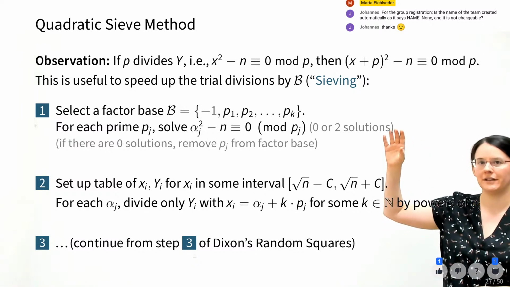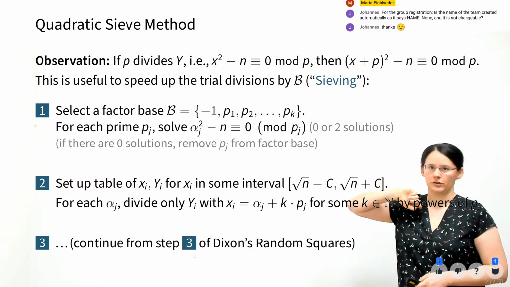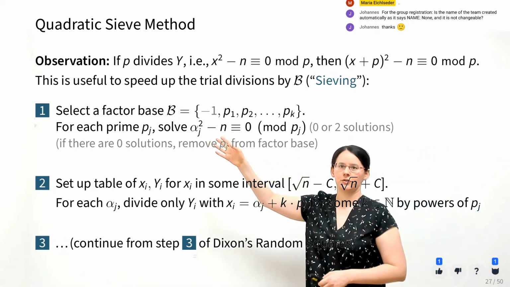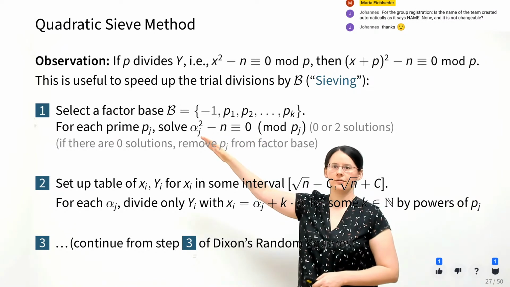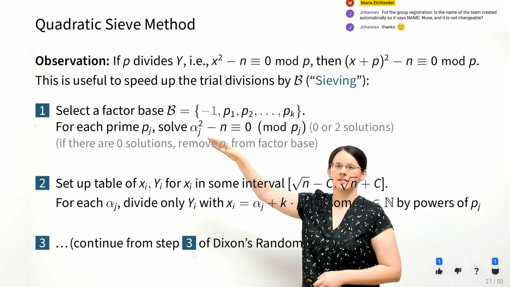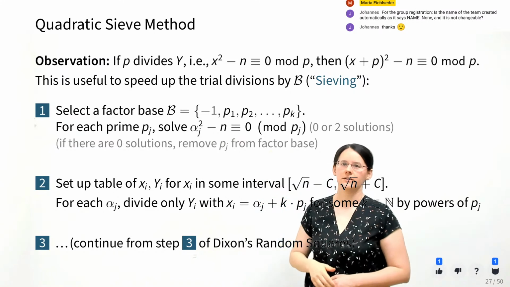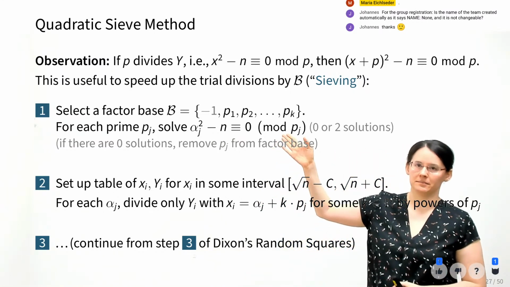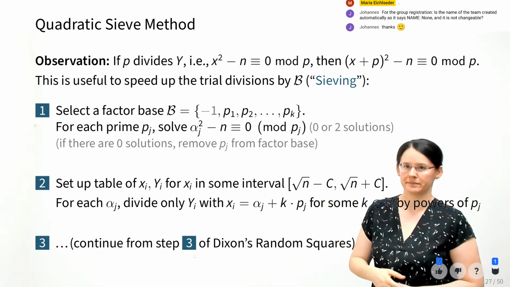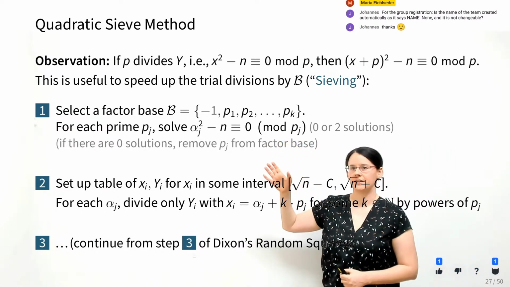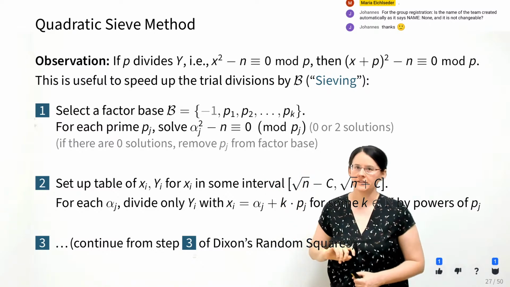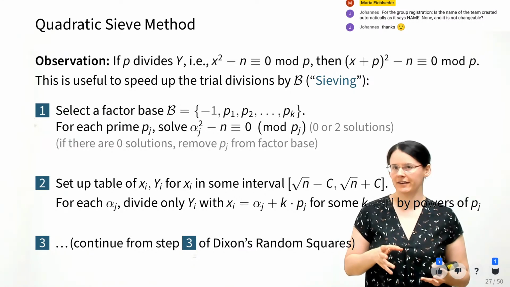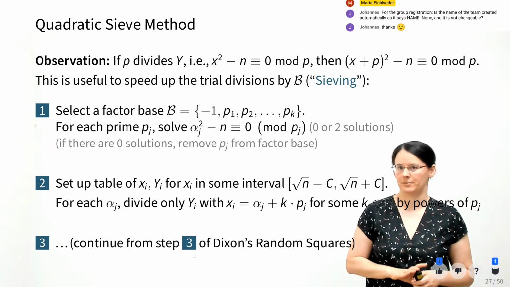So we start now a bit differently. We again select a factor base, and now we try to find out which are the candidates which could be divisible. And for this, we solve this quadratic equation here. Something squared minus n equals 0 modulo p. This can have between 0 and 2 solutions. If there are 0 solutions, then this means that our prime number is actually useless for the interval we are looking at. We can throw this number out of our factor base.